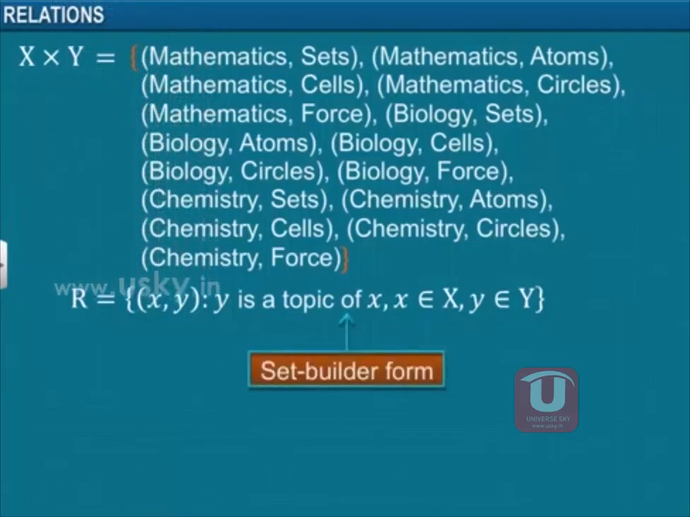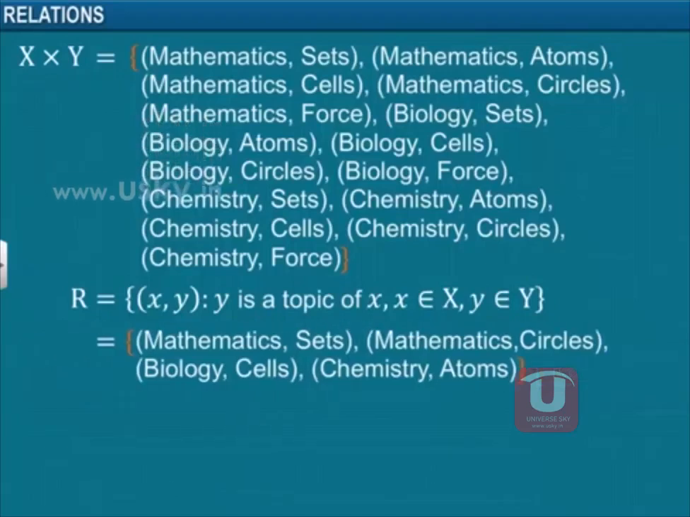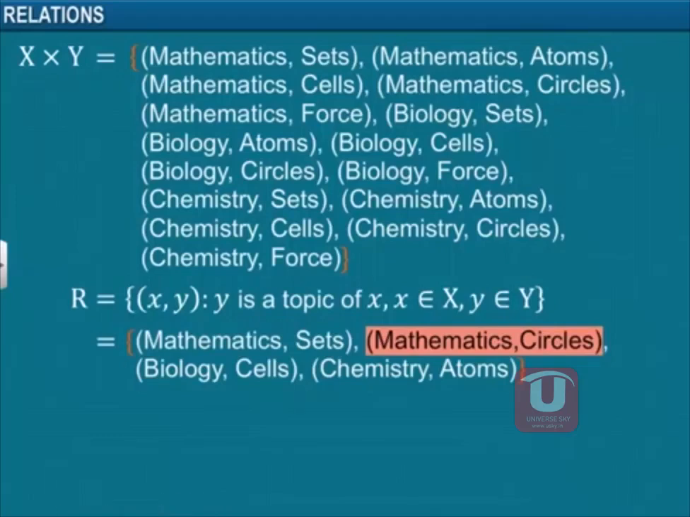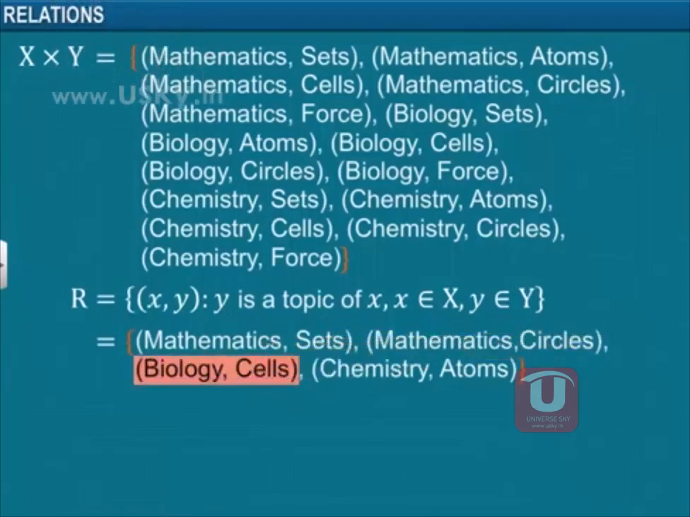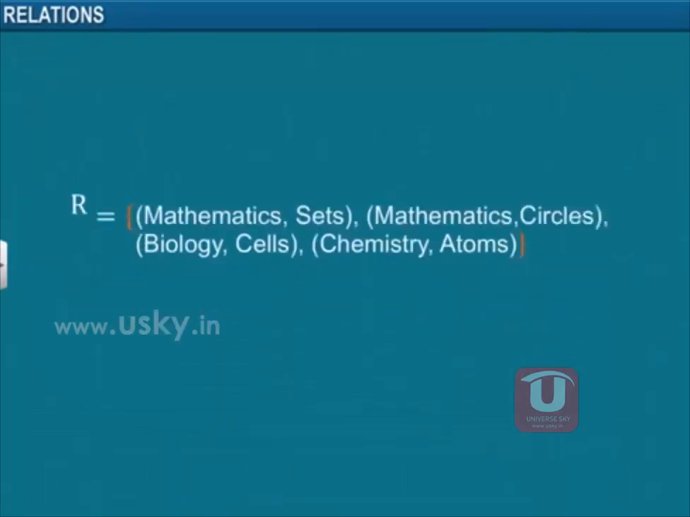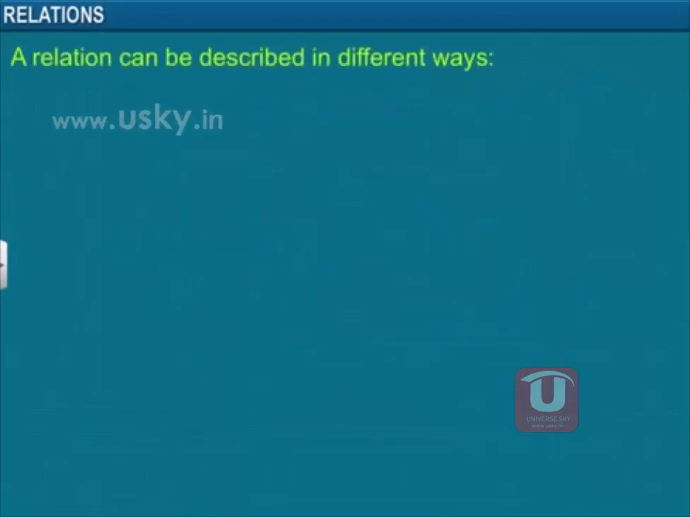In the roster form, we list all the ordered pairs that satisfy the formula given in the relation. It has 4 ordered pairs: (mathematics, sets), (mathematics, circles), (biology, cells), (chemistry, atoms). This relation can also be represented visually with the help of an arrow diagram as shown. Hence, we can describe a relation in different ways: list form or roster form, set builder form, and arrow diagram.